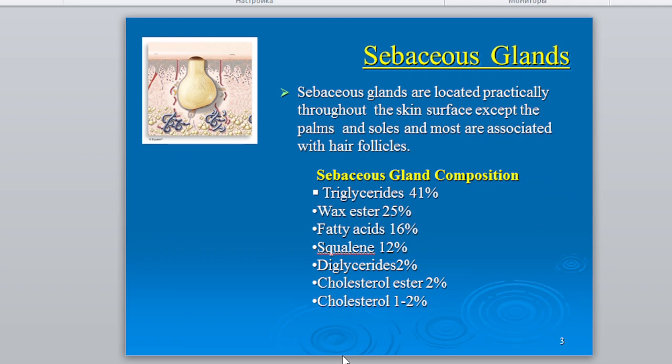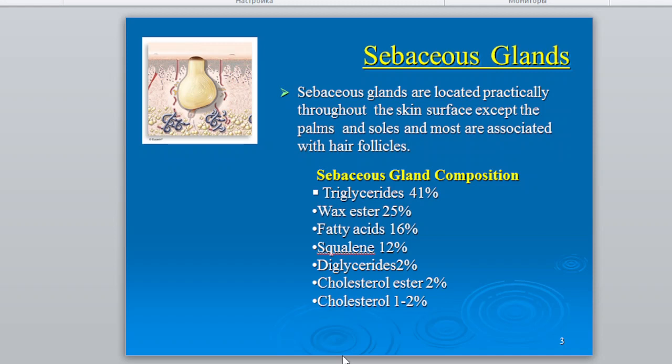Next, sebaceous glands. Sebaceous glands are located practically throughout the skin surface except the palms and soles, and most are associated with hair follicles.